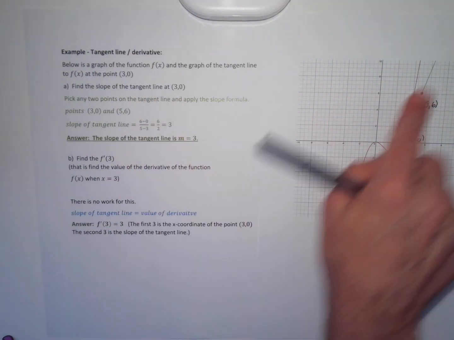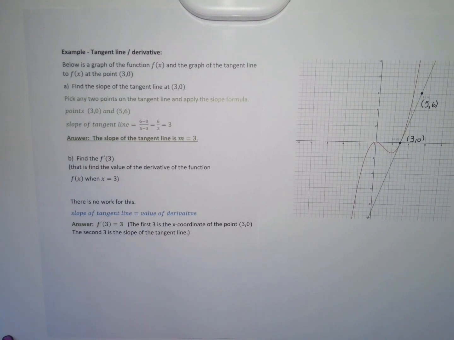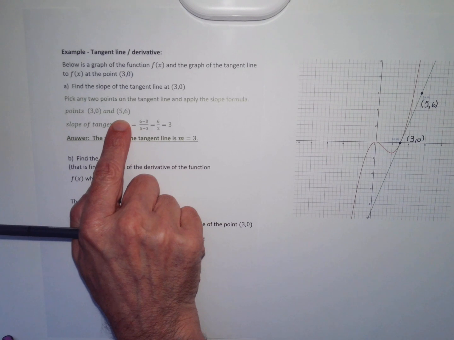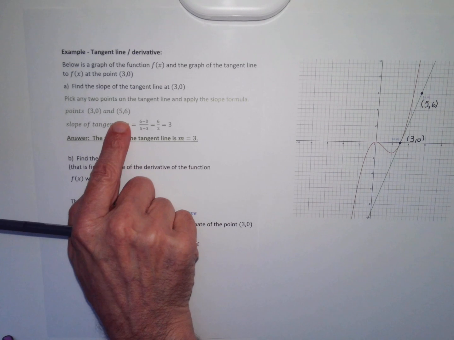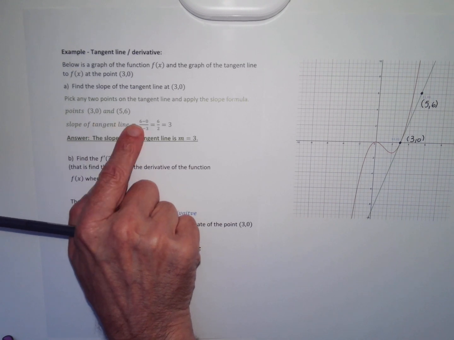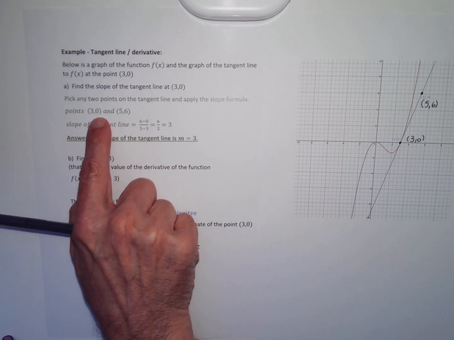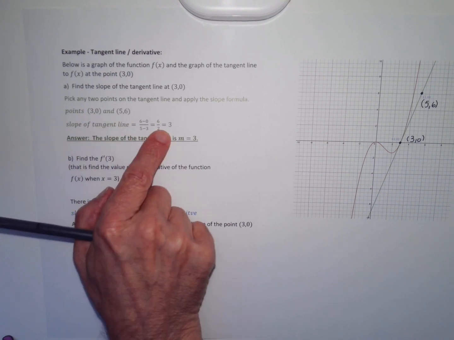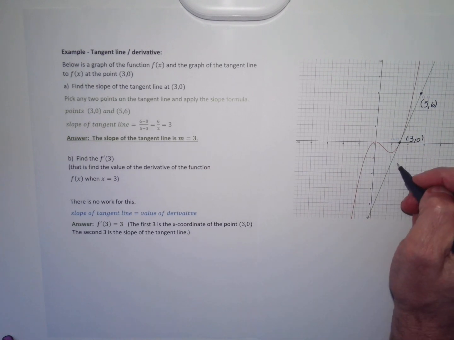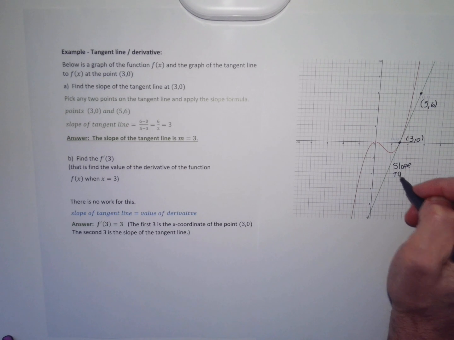Well, to find the slope of any tangent line, if I know 2 points, it's just y2 minus y1 over x2 minus x1. So I took the point (5, 6) and the point (3, 0). I called (3, 0) my first point and (5, 6) my second point, subtracted the y's in the numerator, 6 minus 0, subtracted the x's in the denominator, 5 minus 3, and I got 3 for the slope of the tangent line. So this tangent line is m equal to 3.